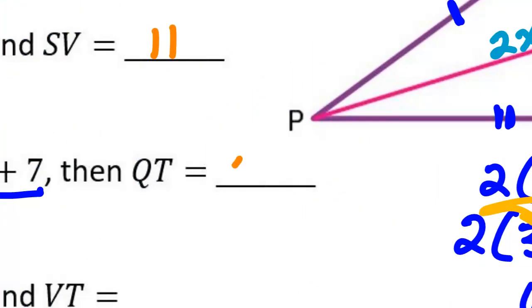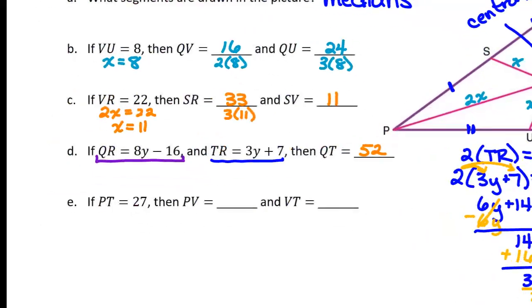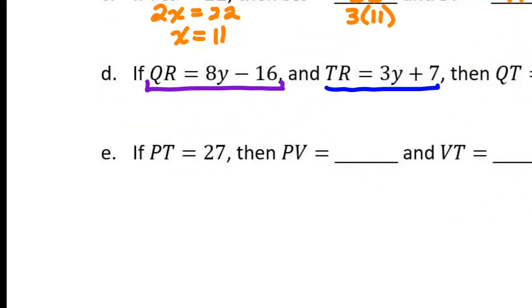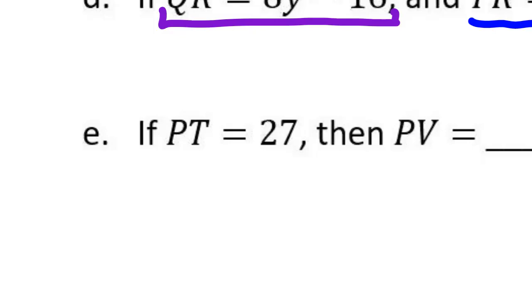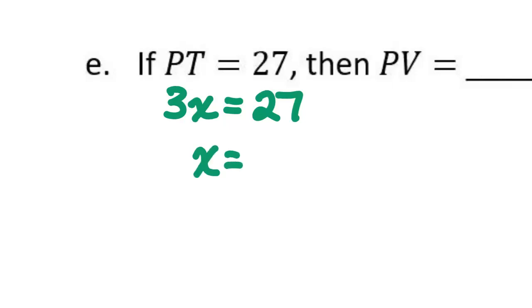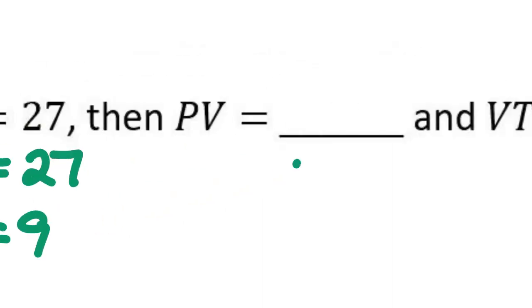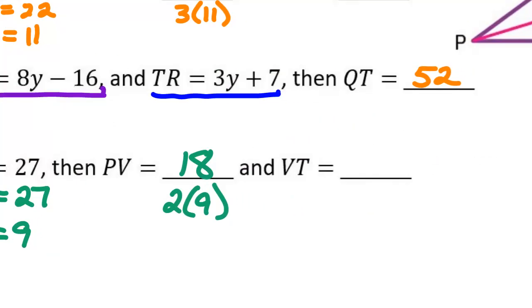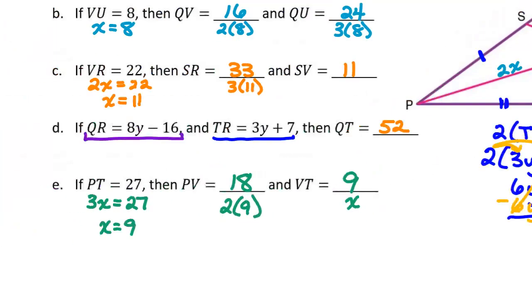All right, last bit. It says that PT is 27. Is PT x, 2x, or 3x? What'd you say? 3x. So if PT is 27, 3x is 27, how big is x? 9. So how big is PV then? 18, 2 times 9. And VT? Just 9, because that's x.